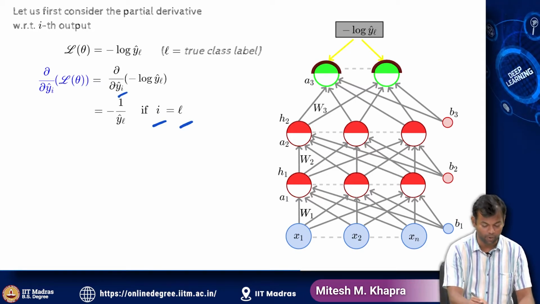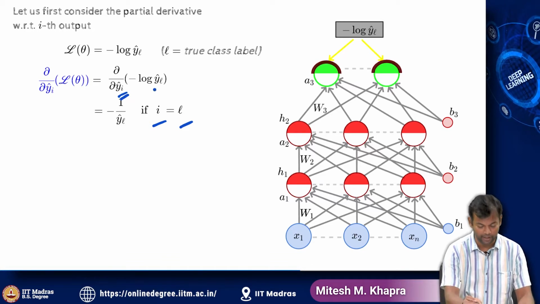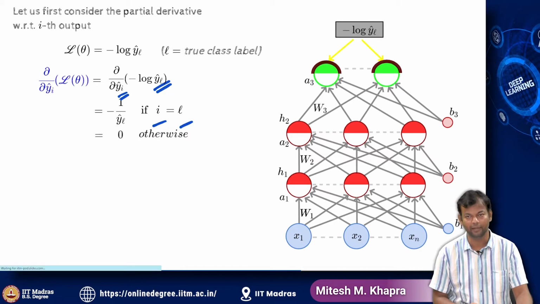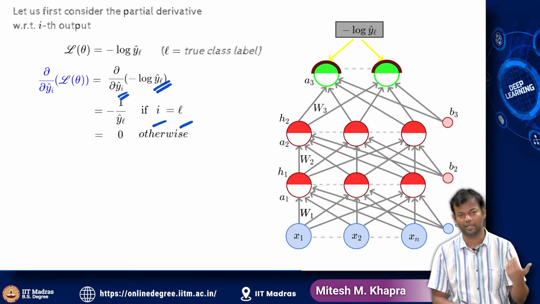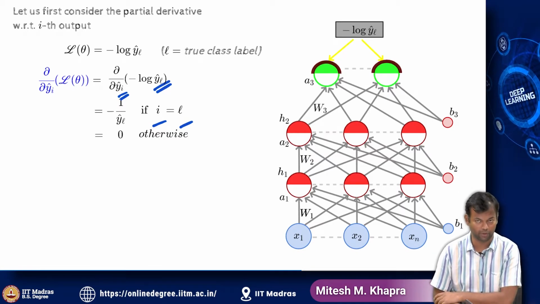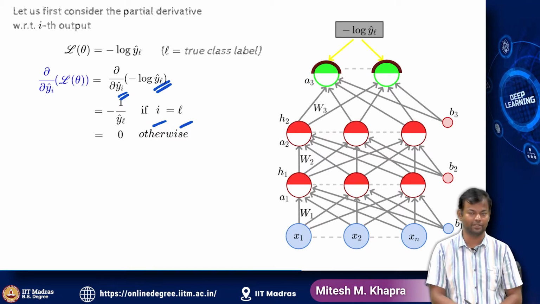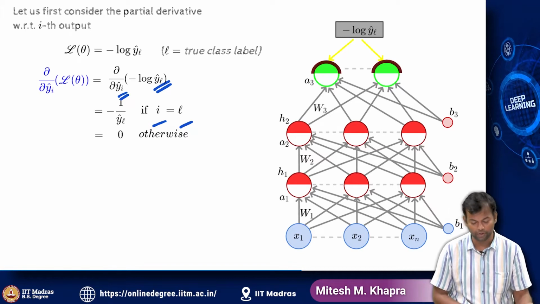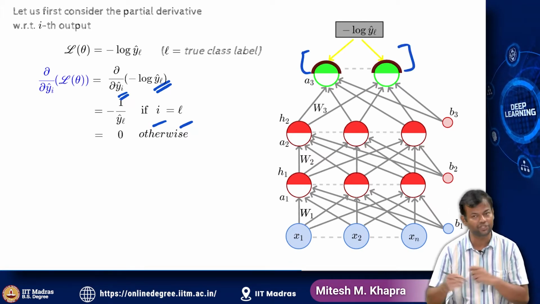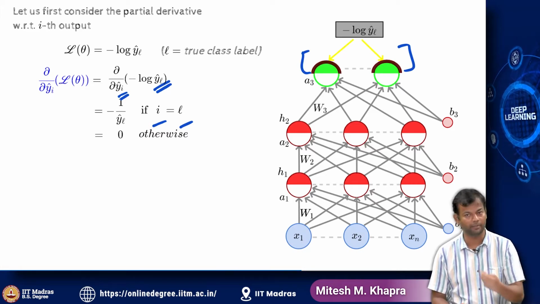That means the quantity that I am taking the derivative with is also the quantity that is there inside the log. Then it would be minus 1 over y hat L. Otherwise it would be 0, because then I am taking the derivative of one variable with respect to another, and they don't depend on each other, right? So this is very straightforward. I have computed the derivative of the loss function with one of the entries here, any generic entry here, and it would either be 0 or 1, right?